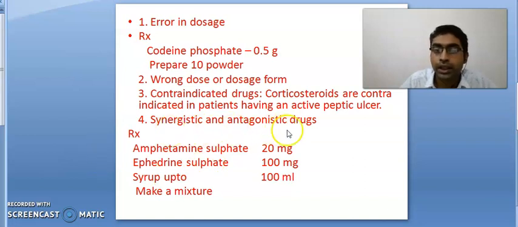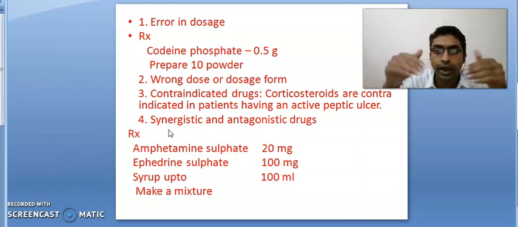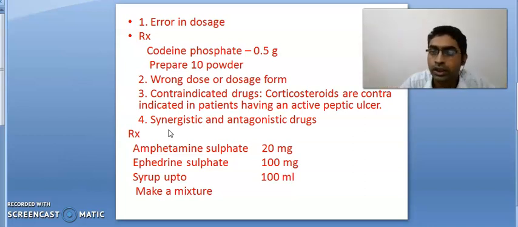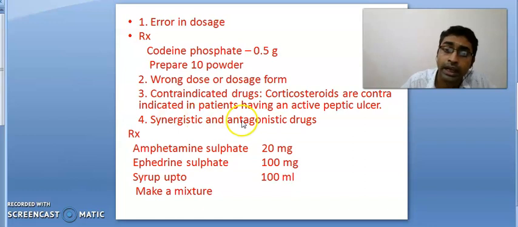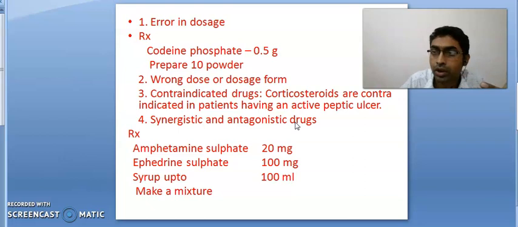Next is synergistic and antagonistic drugs. Synergism: two or more drugs given in combination, the action is increased. That phenomenon is known as synergism and the drugs are known as synergistic drugs. Two drugs we are administering, the action is increased, the phenomenon is known as synergism, the drugs are known as synergistic. Likewise, what is antagonism and what is an antagonistic drug? Two drugs given in combination, one drug opposes the action of another drug, the phenomenon is known as antagonism, and the drugs are known as antagonistic drugs.